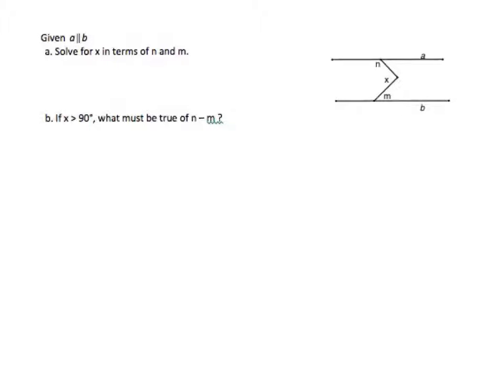Alright, so level 4 could include a couple different things, but we'll show you one example of something you might see. We have two lines A and B that are parallel, and we need to solve for x in terms of n and m. So basically we need to somehow set up an equation using x, n, and m, and then in that equation we need to solve for x.